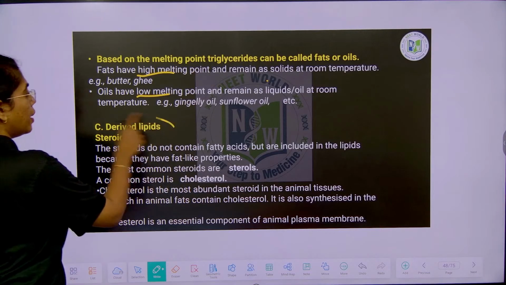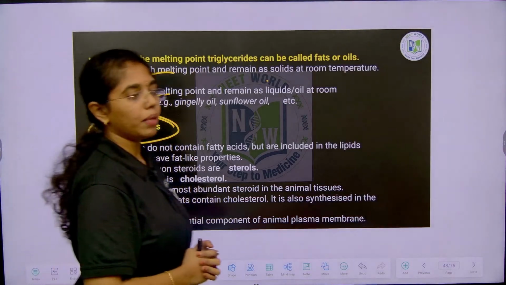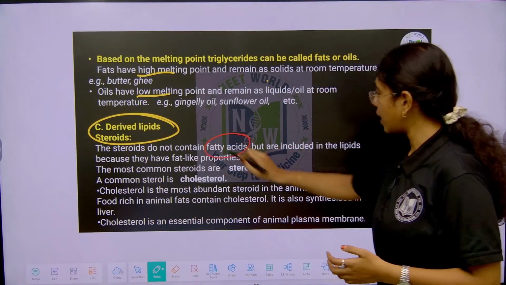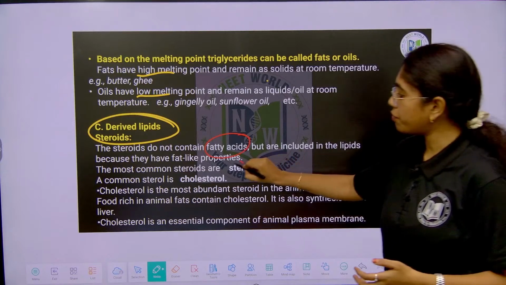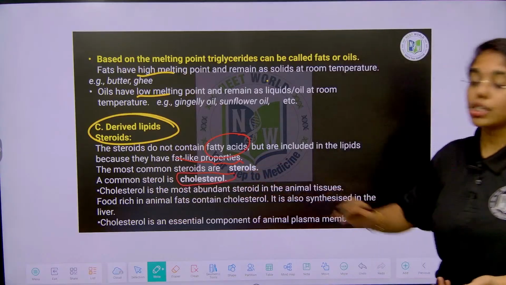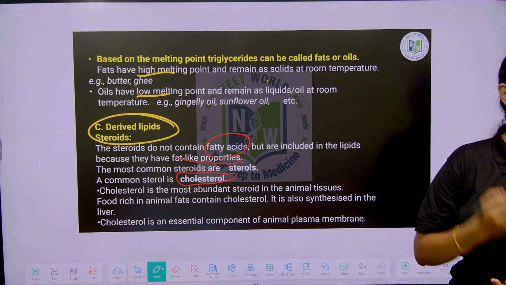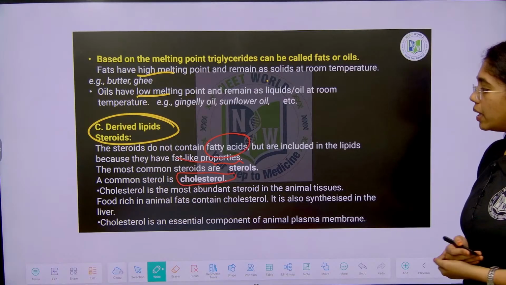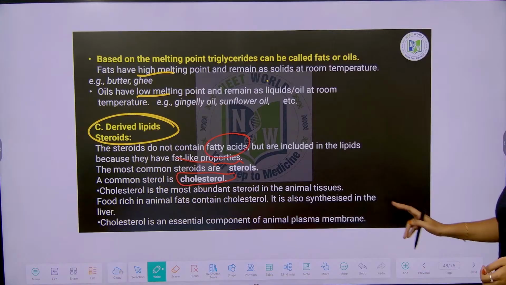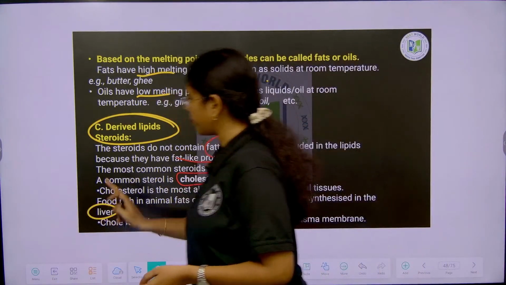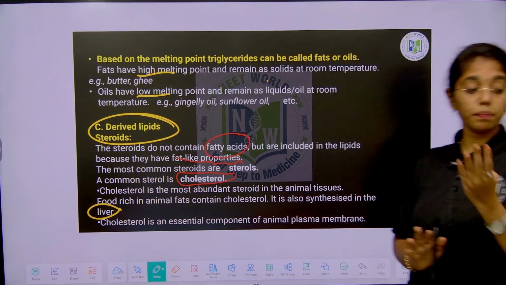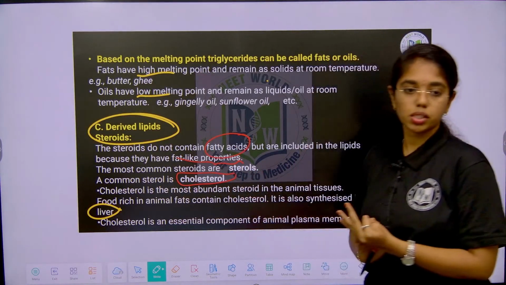Then derived lipids, for example steroids, do not contain any fatty acid; they just have some fat-like properties. The most common is cholesterol, which is abundantly present in animal tissues, and it is synthesized in the liver. Clear with simple lipids and derived lipids?